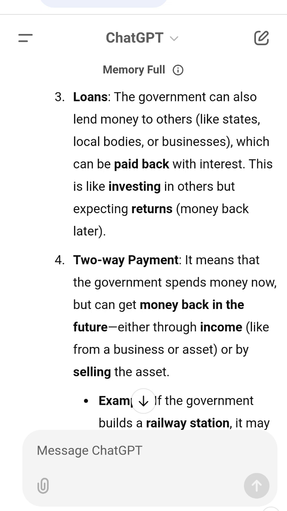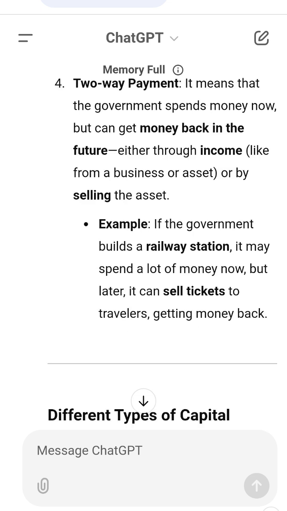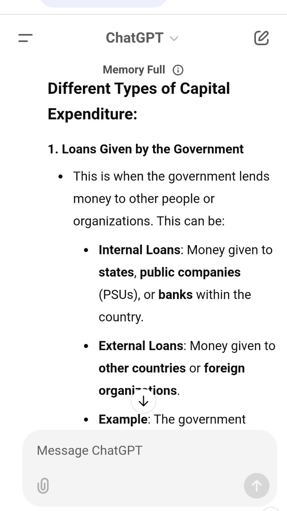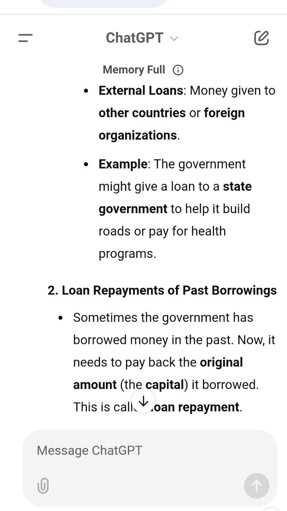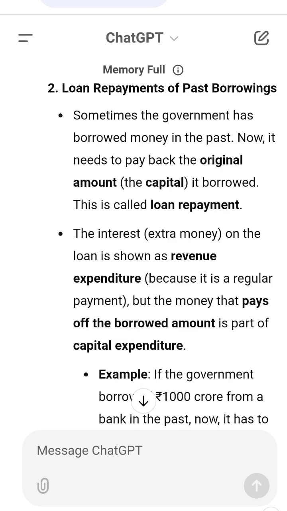Summary of capital expenditure. Capital expenditure is spent on things that create long-lasting assets for the country or bring in future income. It is like building something that will last a long time and give returns, money later. It includes loans to others, defense equipment, infrastructure, and building public services.